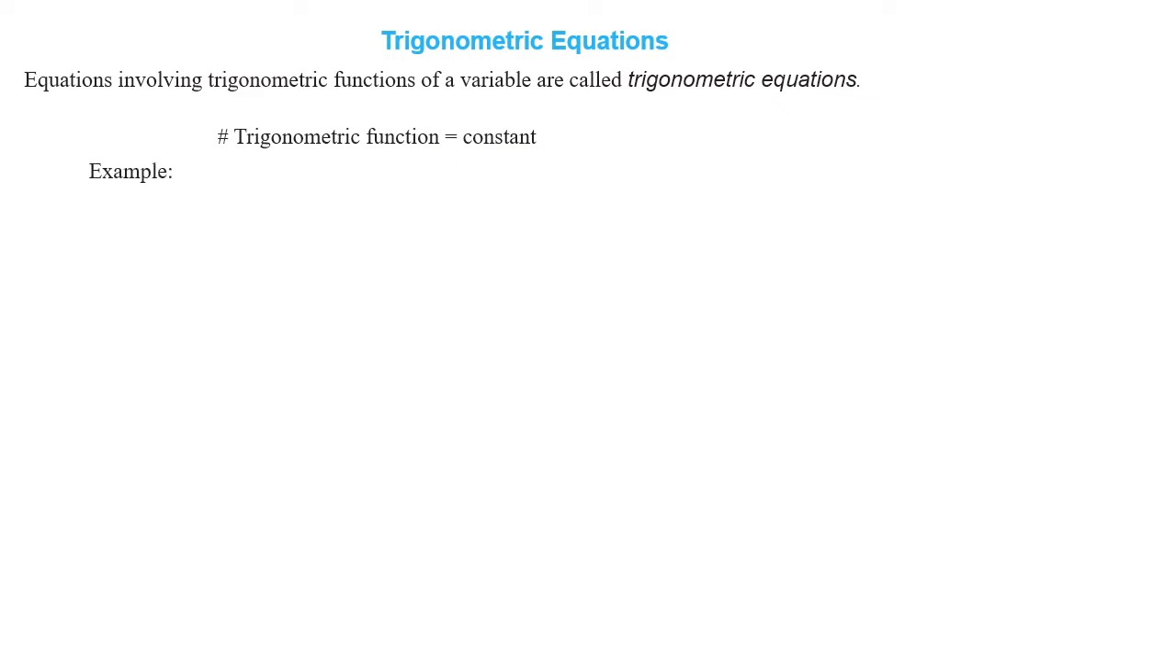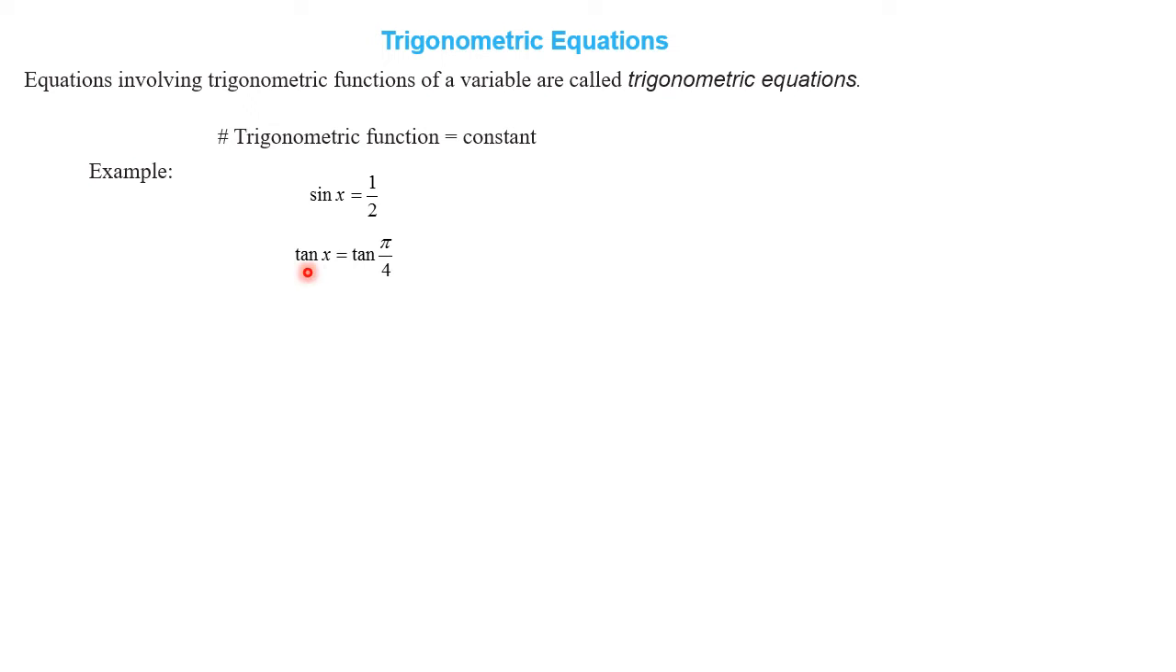Let's take an example: sin x is equal to 1 by 2. You can see here sin x is a trigonometric function, and 1 by 2 is a constant. So this is a simple example of a trigonometric equation. Trigonometric equation means equations involving trigonometric functions of a variable.